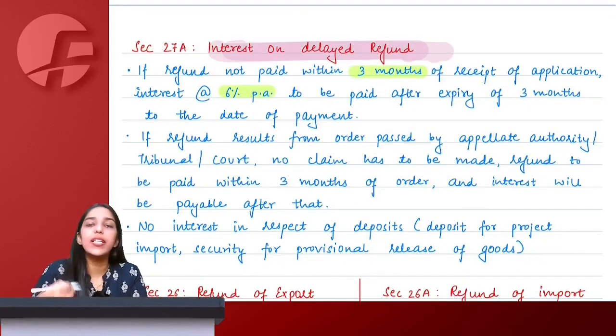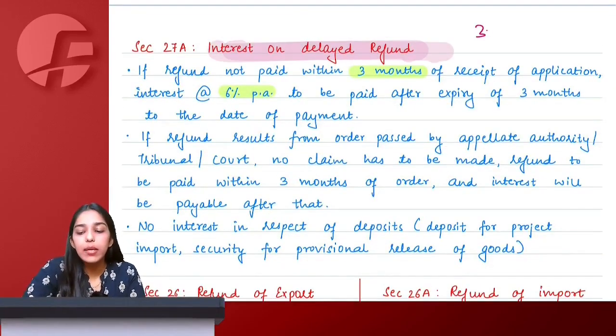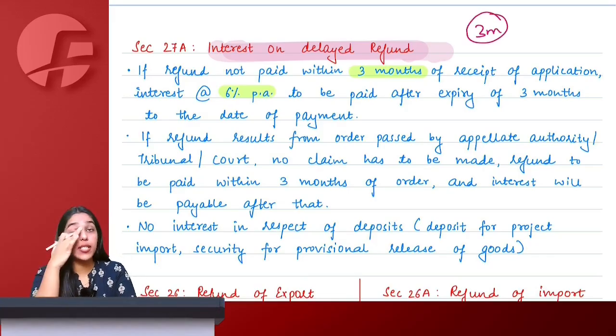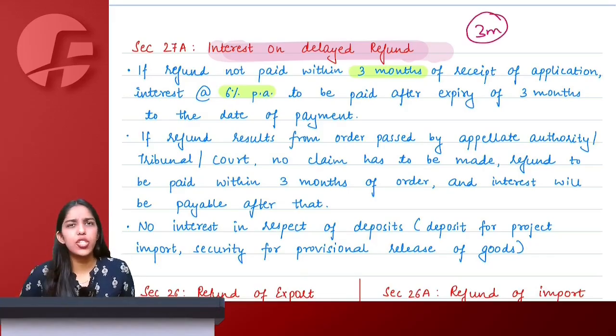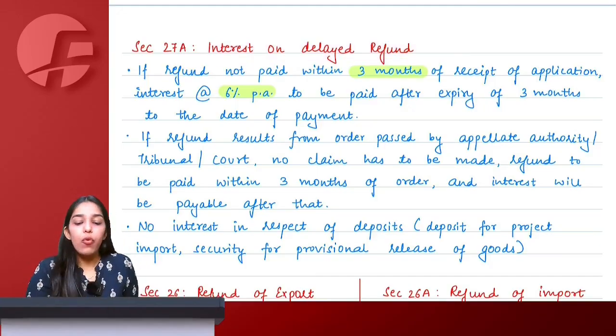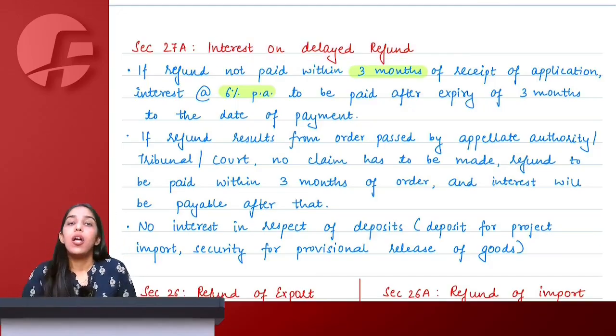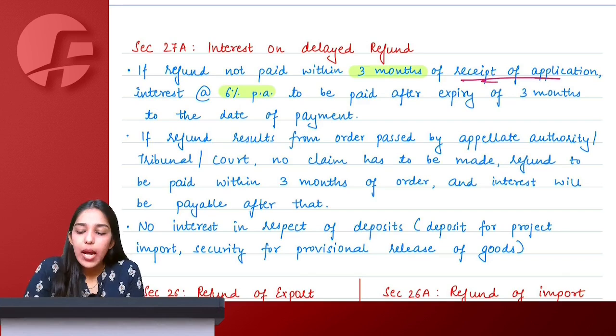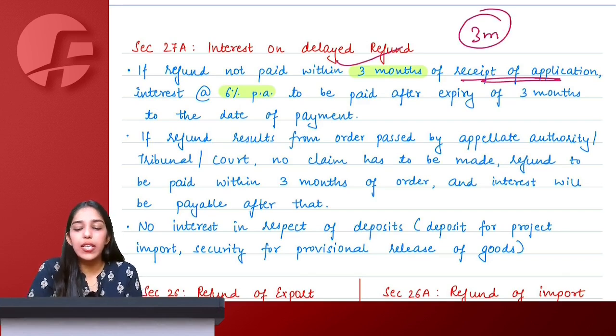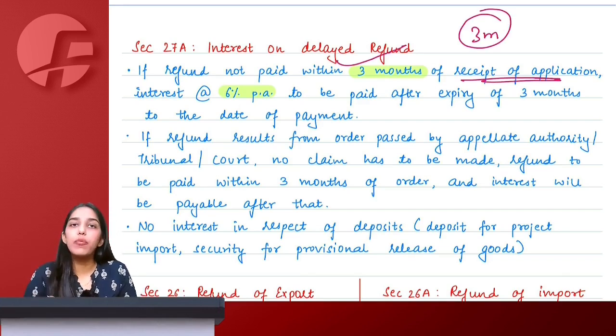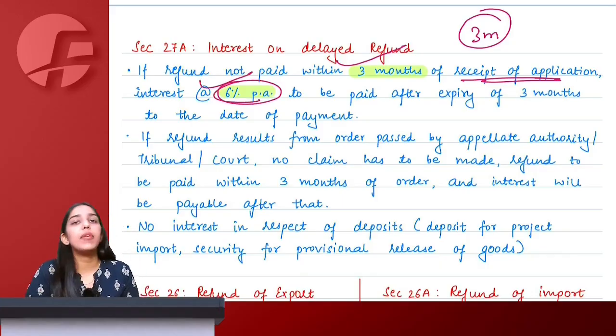What is the interest that I get on refunds? For 3 months, we have already discussed this while discussing the provisional assessment part, but still just to give you an overview again, whenever the government receives your application, within 3 months, refund has to be processed. If refund is not processed within 3 months, then from the expiry of 3 months till the time you actually get your refund, 6% per annum interest is payable.